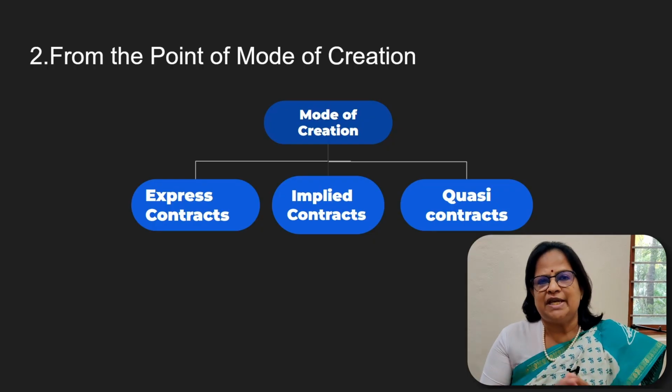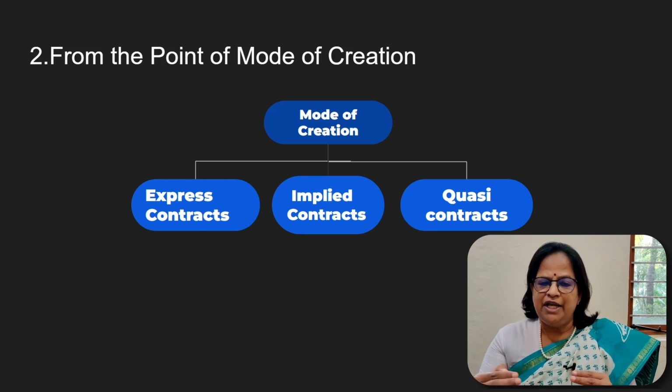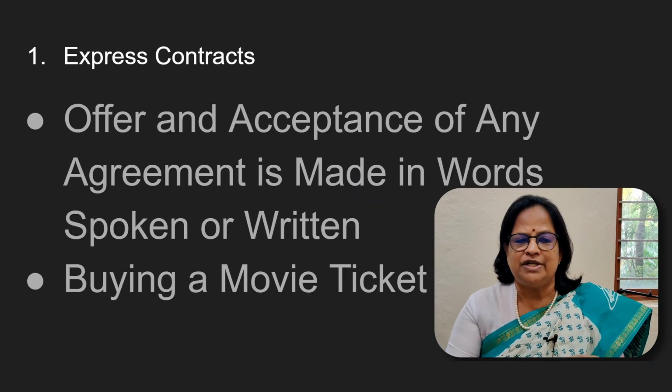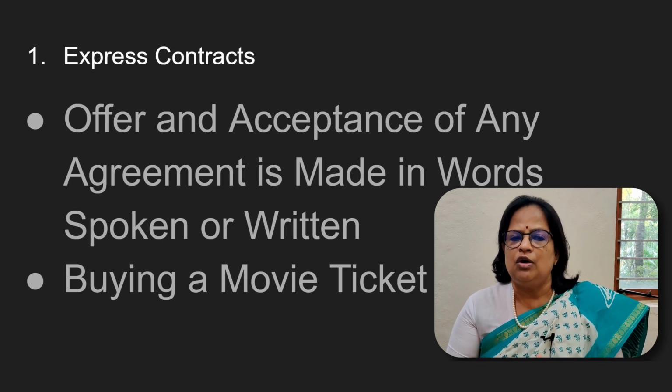Now we are coming to the second main category, that is from the point of mode of creation. From the point of mode of creation, we are dividing into three: express contracts, implied contracts, and quasi contracts. Express contracts mean the offer and acceptance of any agreement is made in words, spoken or written.